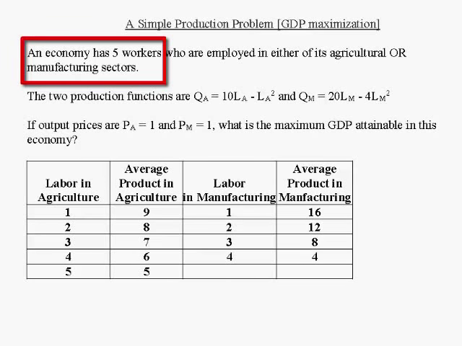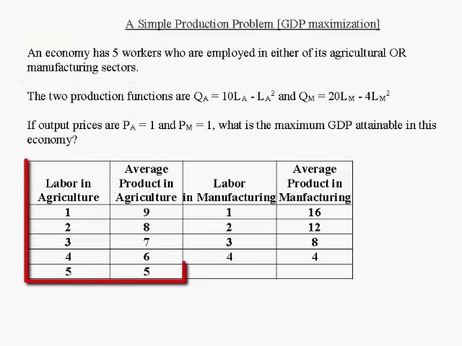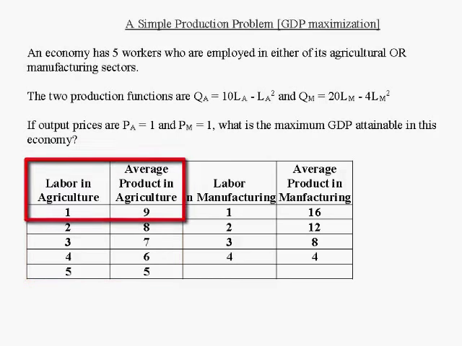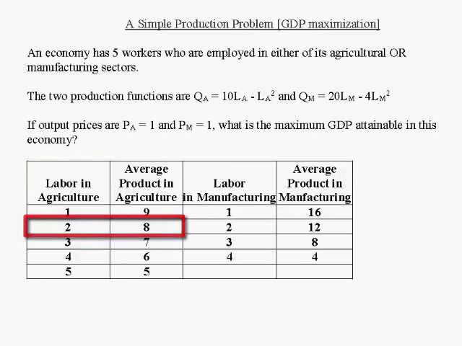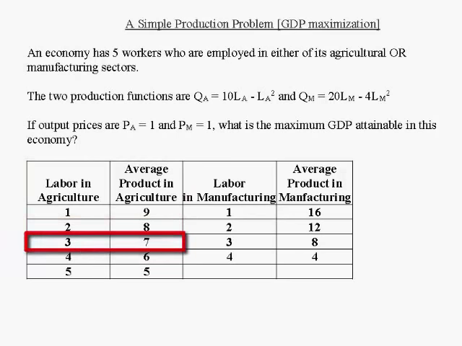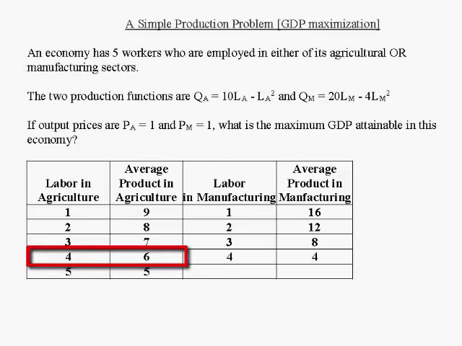In the first table, I show you the quantity of labor and the average product of labor. If you want to get to the total output in agriculture, you multiply the quantity of labor by the average. So one worker would produce 9 units of output, 2 workers 16 units, 3 workers 21, 4 workers 24, and 5 workers 25.